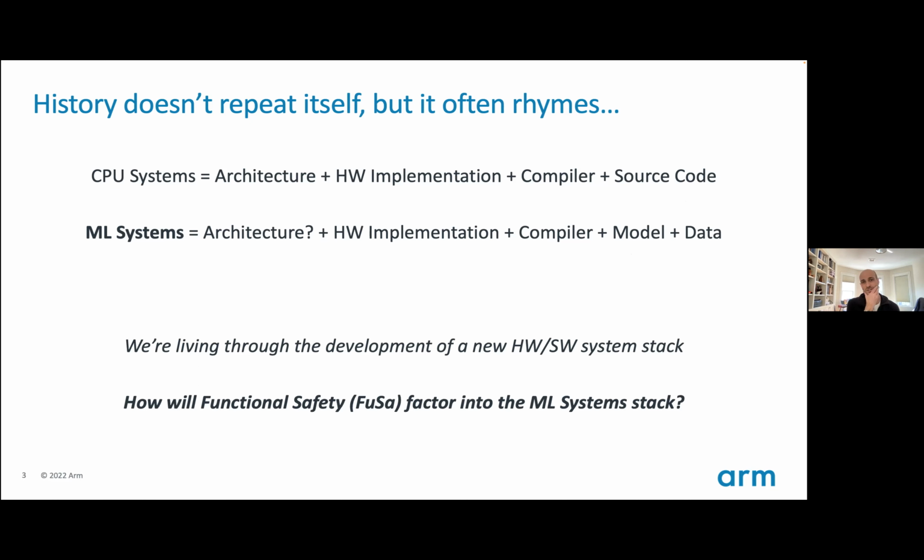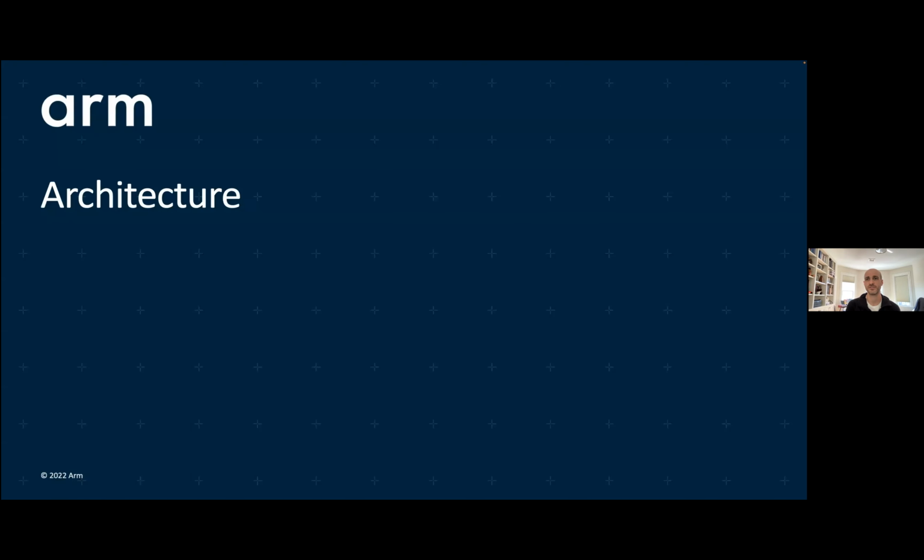But for this talk, I think it's particularly interesting to have a look at this and think about how functional safety might factor into this ML system stack, because I think we're going to need it in many applications. So I'm going to jump through the computer architecture stack and pass some comments on a few aspects.